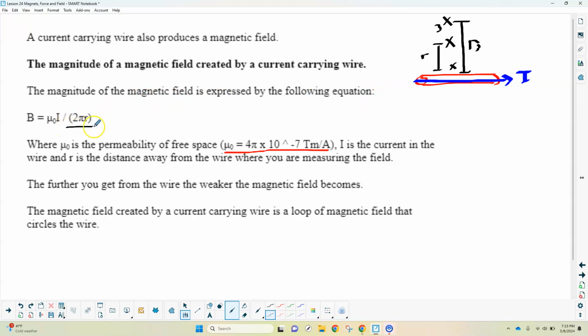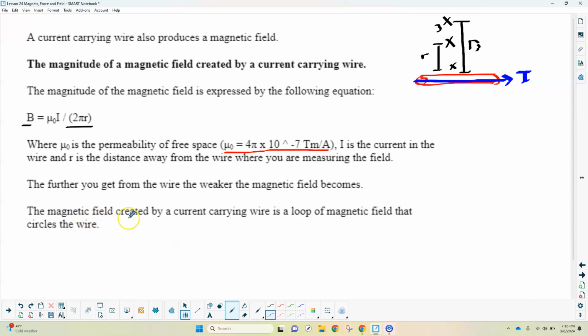And if you look at this, r is in the denominator, B is in the numerator, so they are inversely proportional. So the further you get away, the weaker the magnetic field. That's another idea that logically makes sense. So if you're further away from the wire, it's going to have less of an effect on you. All right. That's what that's saying here.